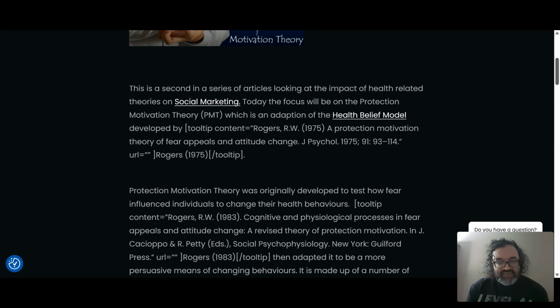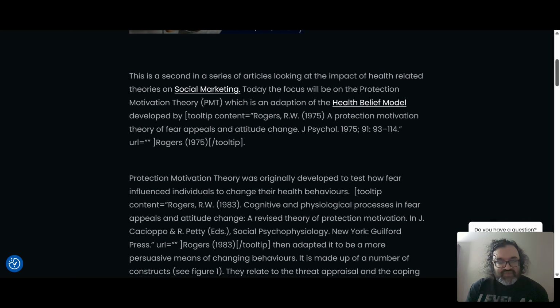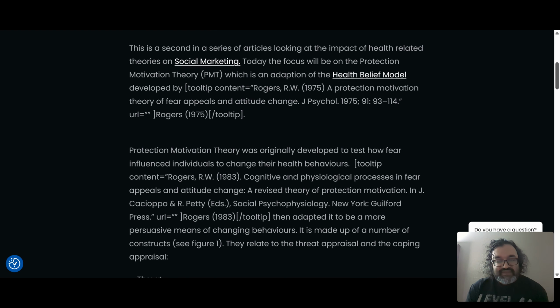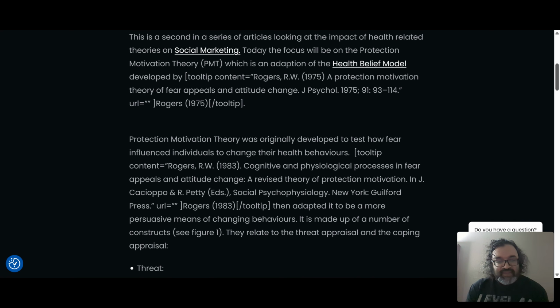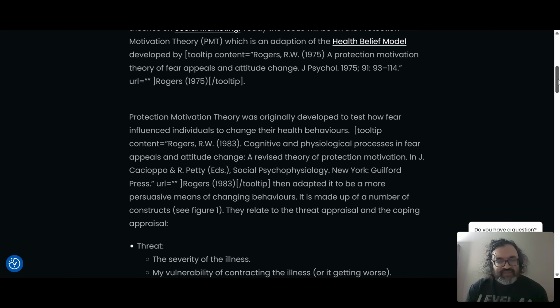It came from Dr. Rogers, and this was originally developed to test how fear influenced individuals to change their health behaviors. The basic idea of PMT is that fear alone is not enough for behavioral change. The trans-theoretical model is another model that looks into behavioral change, but this is a bit different. He says that there are cognitive and physiological processes in fear appeals and attitude change. So a revised theory of protection motivation took place.